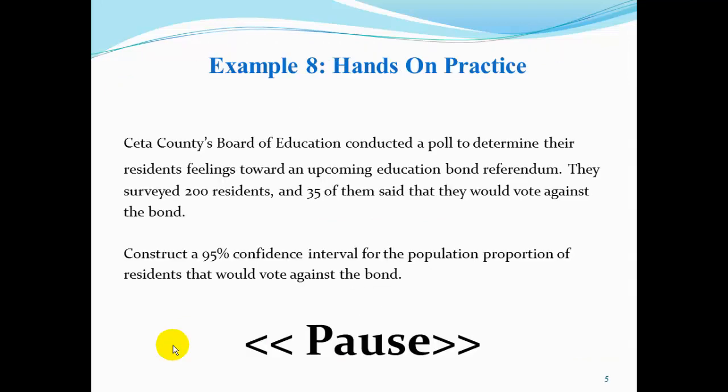Let's get hands-on practice with computing confidence intervals for population proportions. Seda County's Board of Education conducted a poll to determine their residents' feelings toward an upcoming education bond referendum. They surveyed 200 residents, and 35 said that they would vote against the bond. Construct a 95% confidence interval for the true proportion of residents that would vote against the bond. You should pause the video at this time and try to complete this problem.